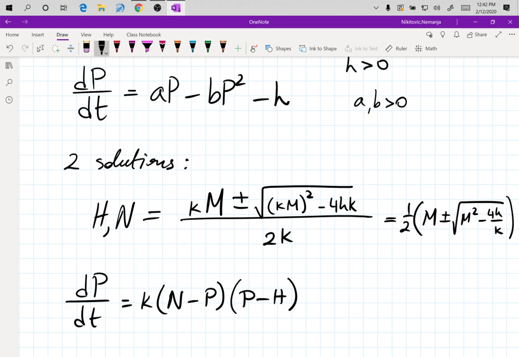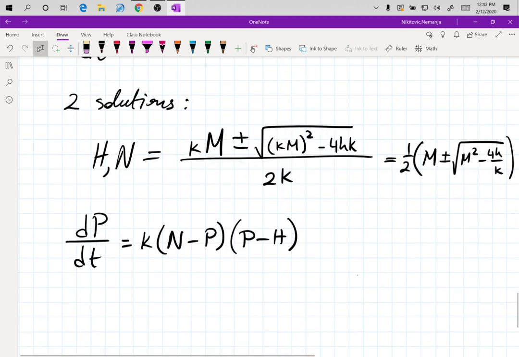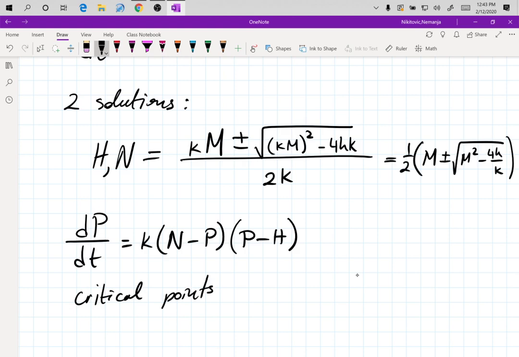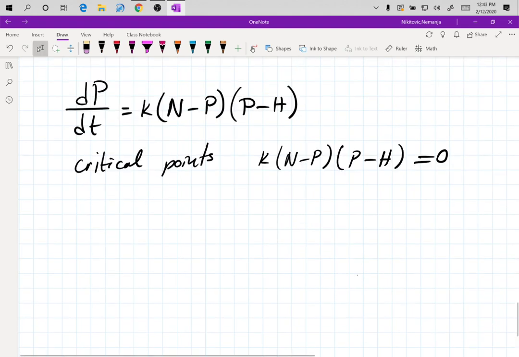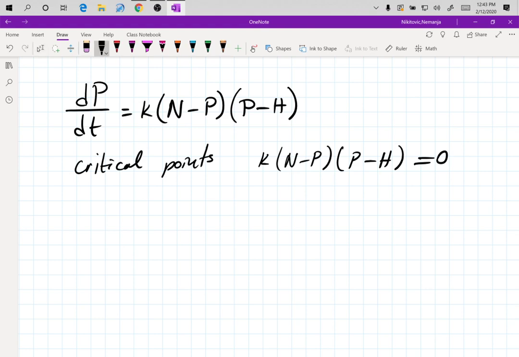And when you set this for critical points, right, when you have the whole thing equal to 0, you have the solution of population equals N, and the solution of population equals H.